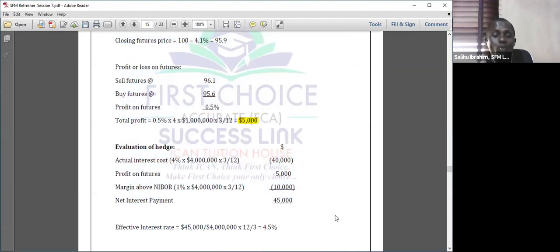So for you to compute the outcome of the hedge, the first thing is you assume you did not hedge. You charge the transaction at the interest rate on the date of your transaction. Then you recognize the profit on the future, then you recognize the margin above NIBOR. That is all you need to do to get your net interest payment.